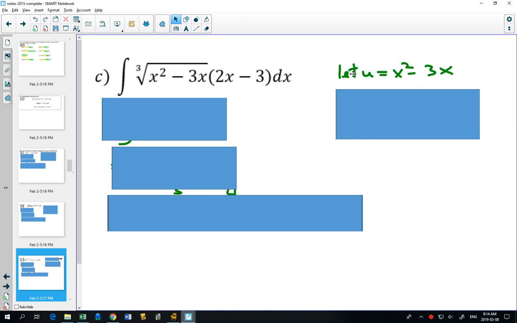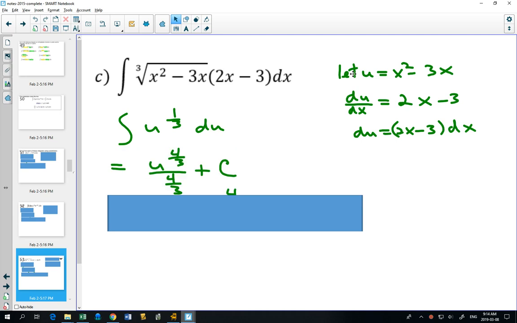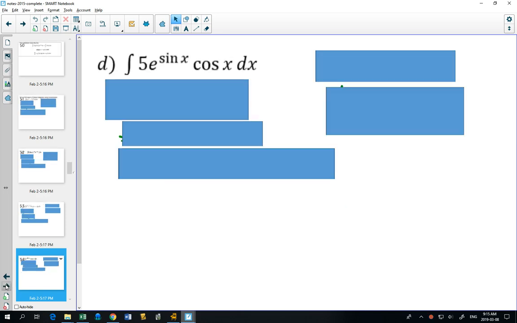Substitution-wise, let u equal x squared minus 3x, so du will be 2x minus 3 dx. Substitute that in, and you just have u to the 3rd, add 1 to the exponent and divide. Substitute back in. Good to go. Yes? All right, next one.